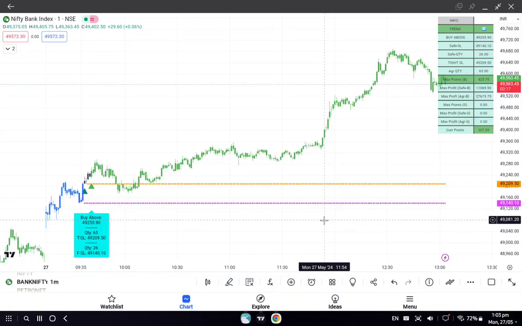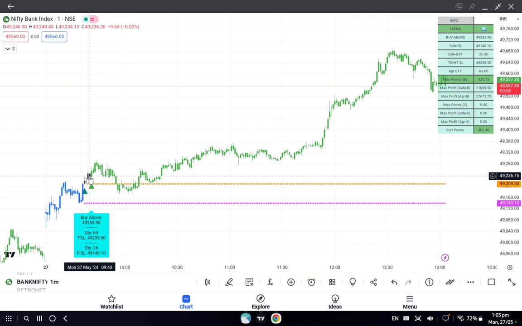In this video, you are going to see how, with the help of NTD Sniper data and the NTD Sniper indicator, you can gain the most out of it. Today is 27th of May, Monday. Let us see the Bank Nifty trade today. The first green candle in the NTD Sniper indicator formed at around 9:41. That was the time when the indicator suggested we buy.